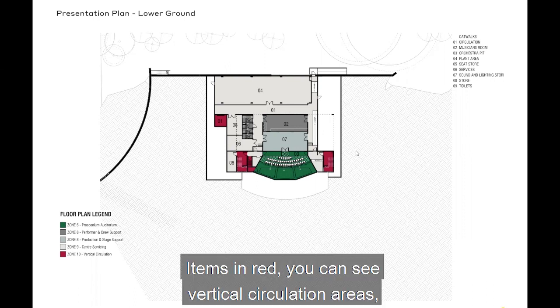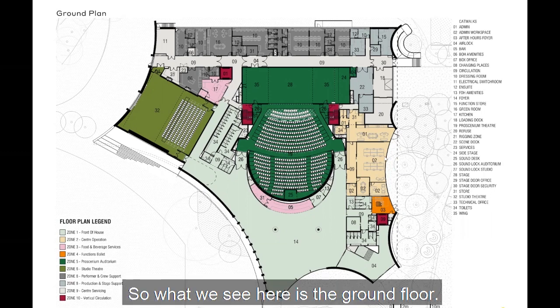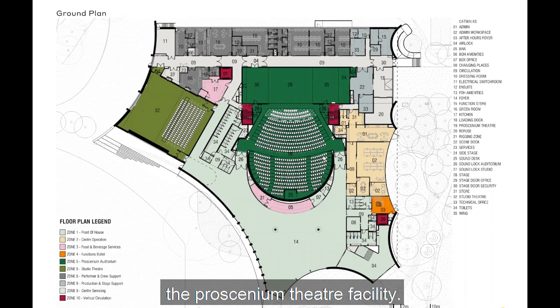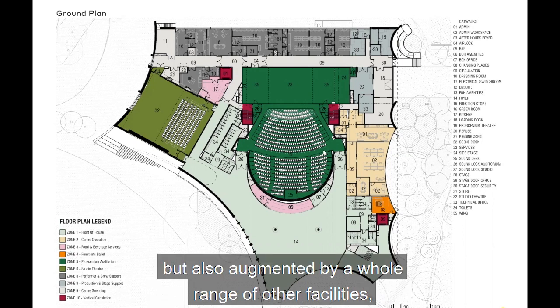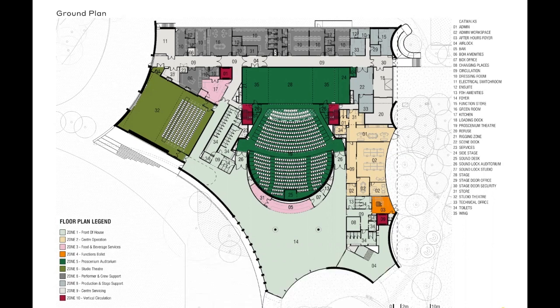Items in red you can see are vertical circulation areas, so lifts and stair areas as well. So what we see here is the ground floor. Broadly, the area in dark green represents the proscenium theatre facility. So again, as I mentioned earlier, represents really the heart of the project, but also augmented by a whole range of other facilities which will be included within the building.